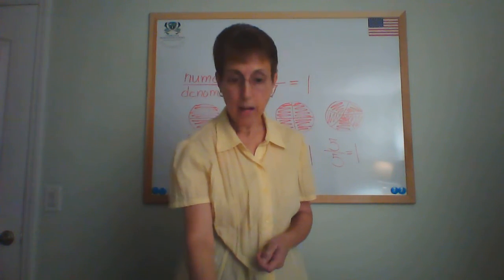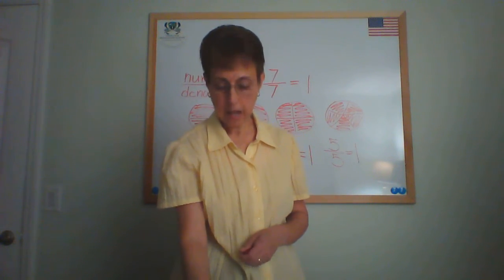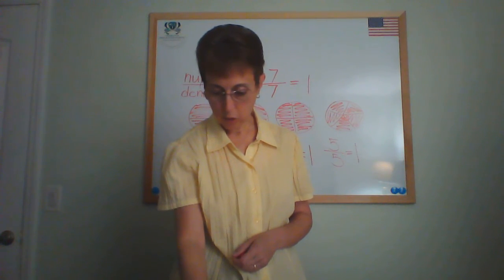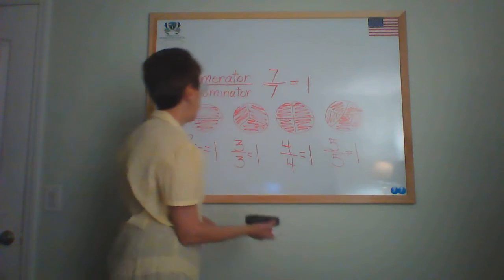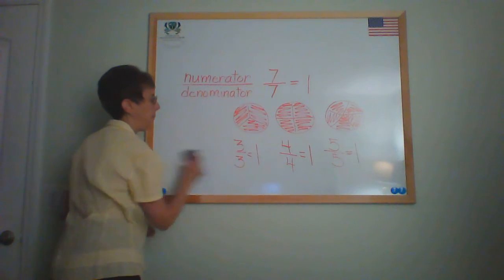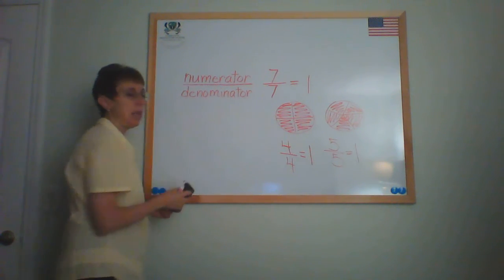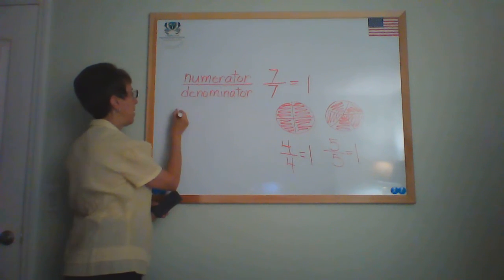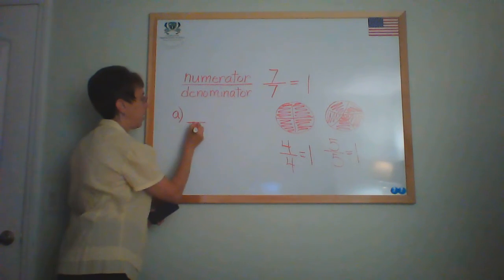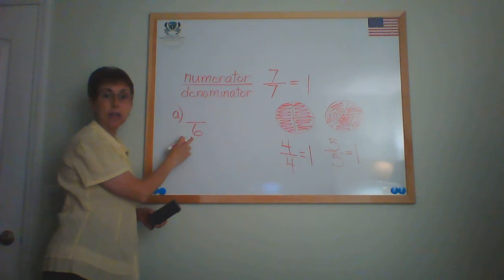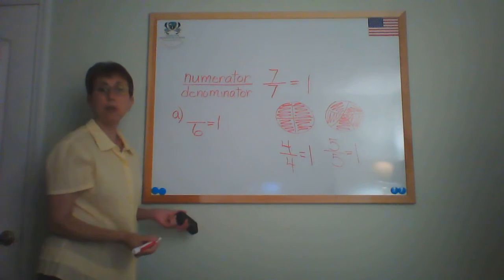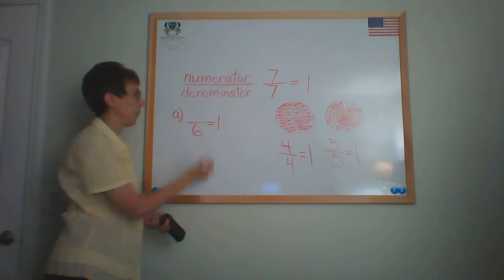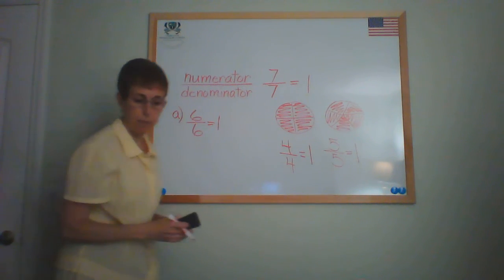Let's go to the practice. You have A, B, C, and D. A asks you to write a fraction equal to 1 that has a denominator of 6. So if your denominator is 6 and you want this fraction to equal 1, you know that the numerator must also be 6. Correct. Okay.